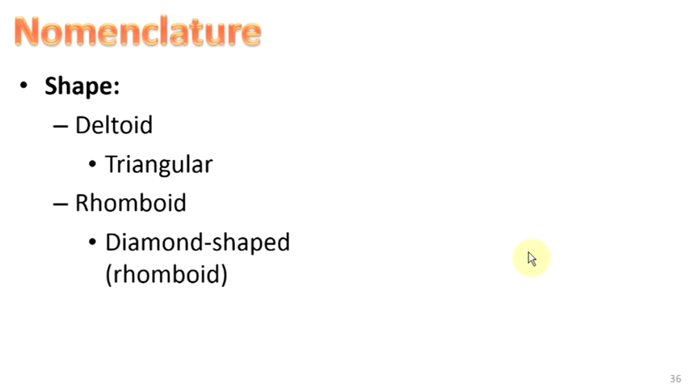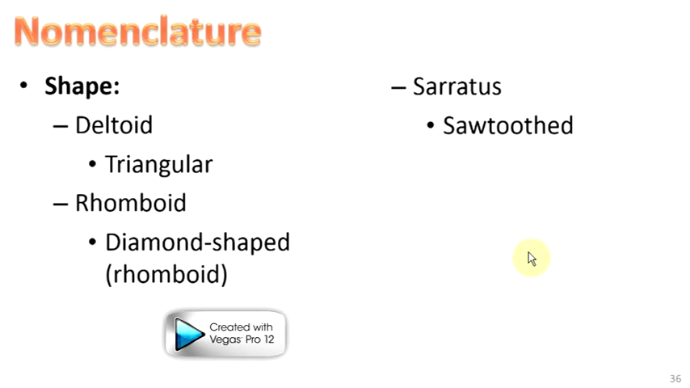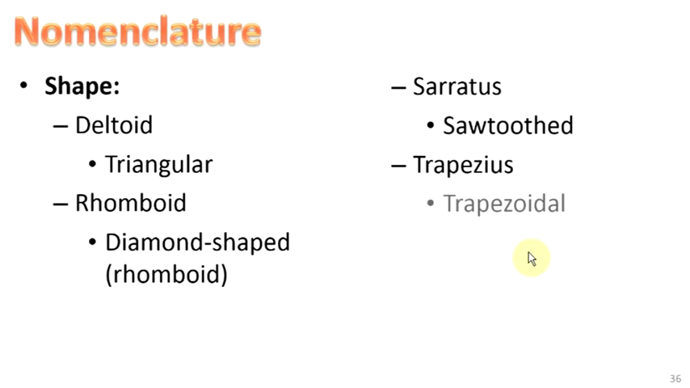Rhomboid is diamond shaped or rhomboid shaped, and we have two muscles that go from the spine to the medial border of the scapulae, and those are the rhomboid major and minor, really rhomboideus major and minor, but no one ever says that. Serratus means sawtooth. So we'll talk about the serratus anterior and the serratus posterior, and they're sawtooth, meaning they're serrated. Okay. Trapezius is trapezoid, so the trapezius is a kite-shaped muscle on your back that we'll show you a little bit later.